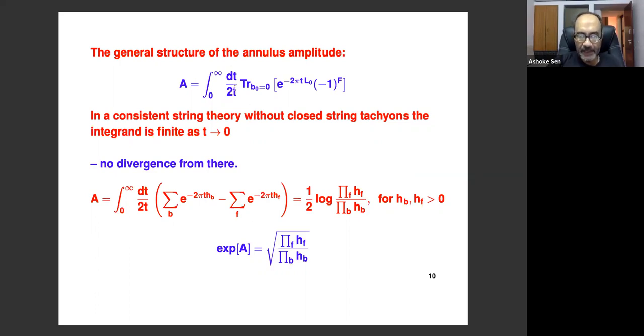Now this integral has possible divergences from the t equal to 0 end and t equal to infinity end. But in fact, one can show that if the closed string theory doesn't have a tachyon, then there are no divergences from the t equal to 0 end, because this is really the closed string channel. In other words, the bosonic and fermionic modes here cancel in pairs to make this integrand finite as t goes to 0.